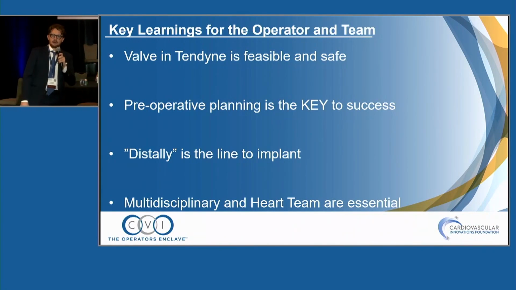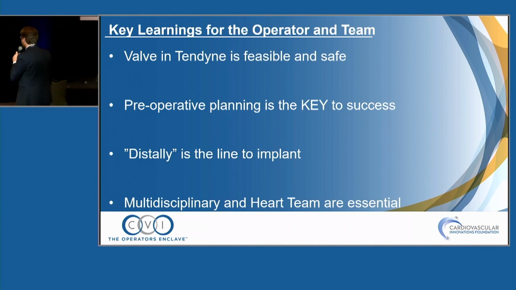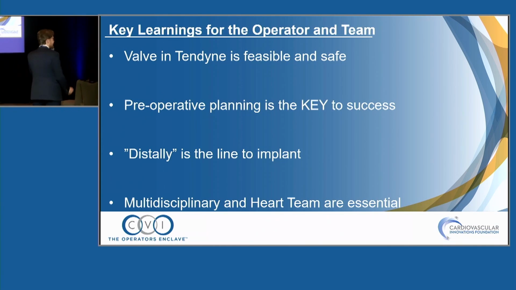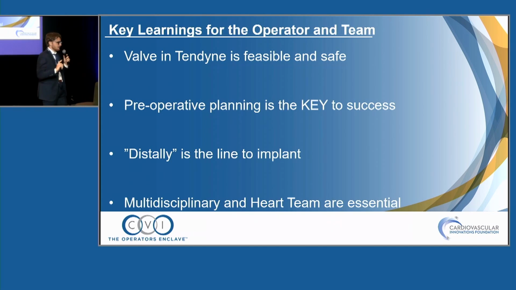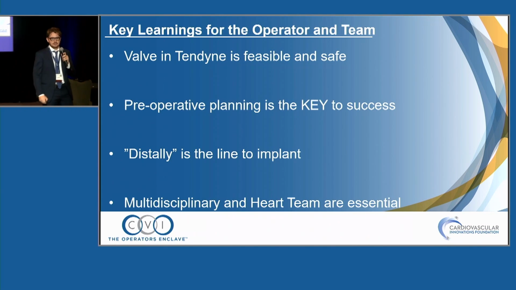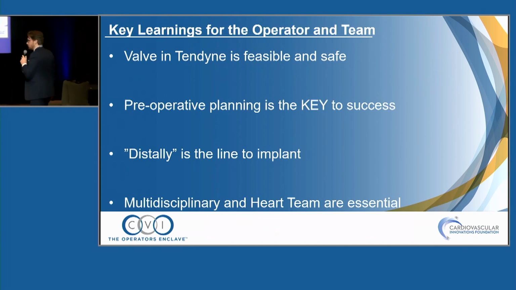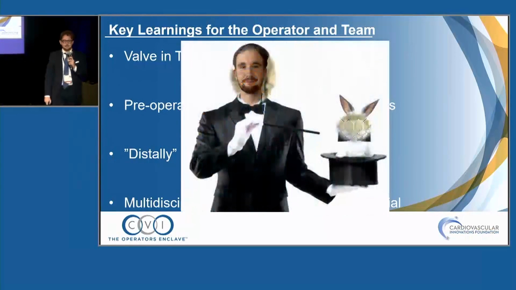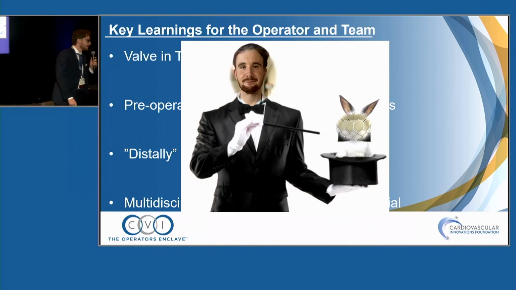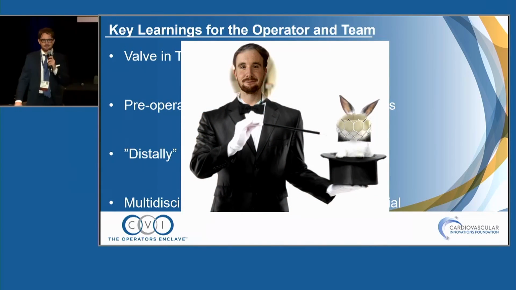So what we have learned: valve in Tendyne is feasible. Preoperative planning is the key to success. We can say distally is the line of treatment for this kind of patient, and multidisciplinary team and heart team discussion is essential. I would leave you with just my final tip: be prepared to have another Sapien ready on your table. Thank you very much.